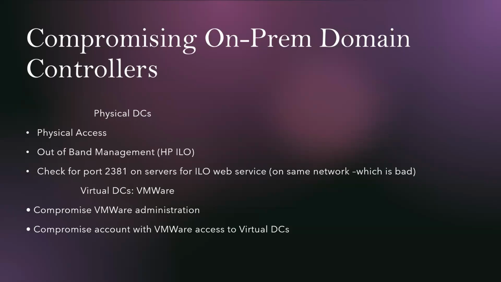Compromising on-prem domain controllers. We actually have two parts to this: physical DCs and virtual DCs. For physical access, out-of-band management, check for ports like 2381 on servers for the iLO web service on the same network, which is bad actually. Virtual DCs: virtual machine malware, etc. Compromise virtual machine administration, compromise an account with virtual machine malware access to virtual DCs.